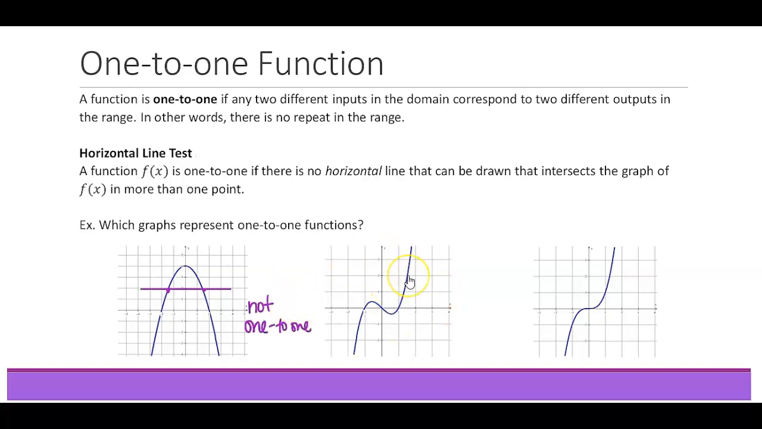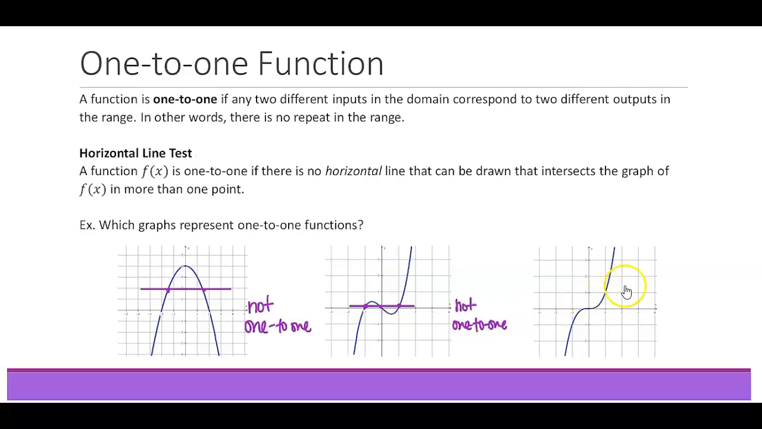Now, the second graph here is a function. It does pass the vertical line test, but right in the middle, if I draw a horizontal line, I'm actually going to hit the graph 3 times. So this is also definitely not one-to-one.